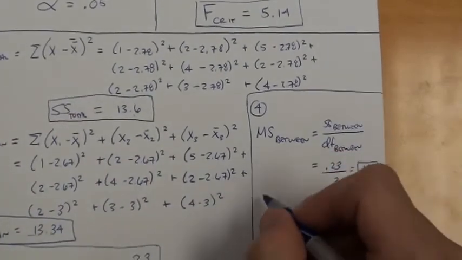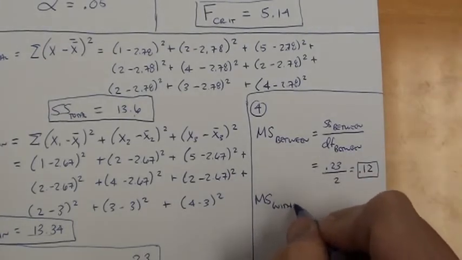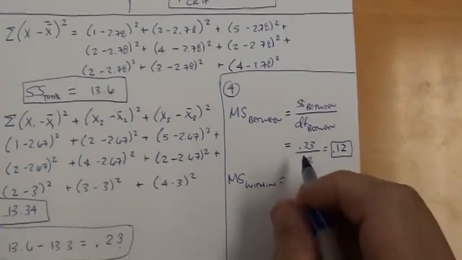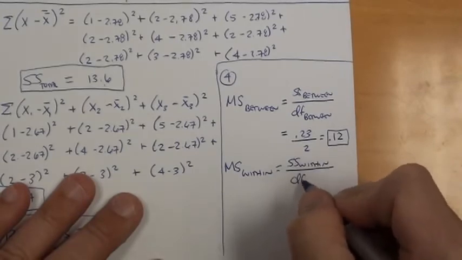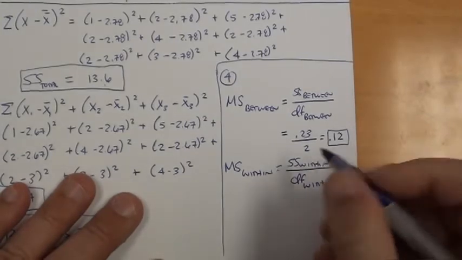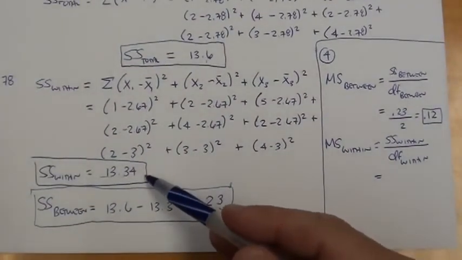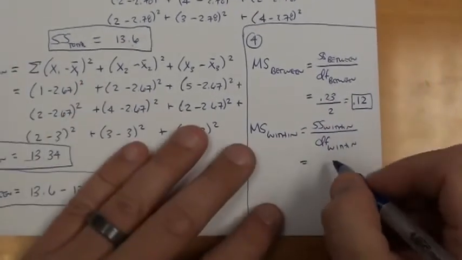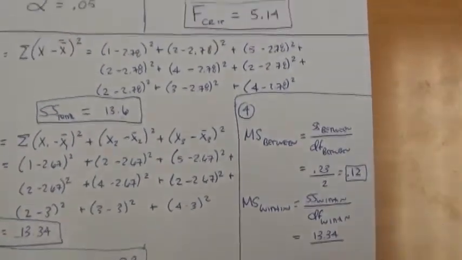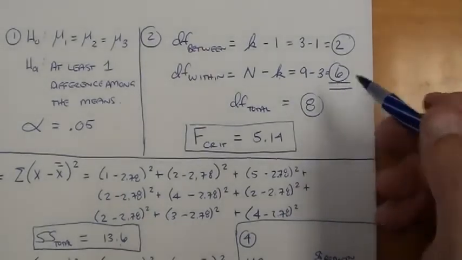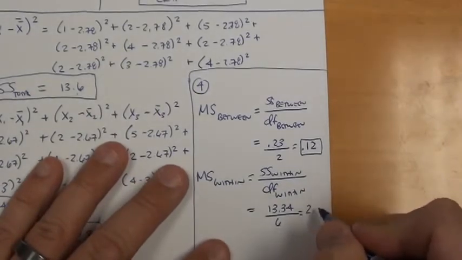Now we need to do the same thing to calculate the variance within, which is the mean square within. It's going to be the sum of squares within divided by the degrees of freedom within. And so from our work earlier, we know that sum of squares within is 13.34, divided by the degrees of freedom within, which we know from earlier is 6. So 13.34 divided by 6 gives you 2.22.